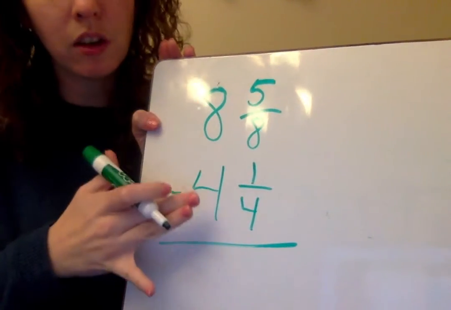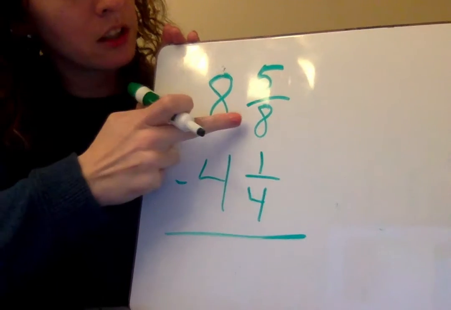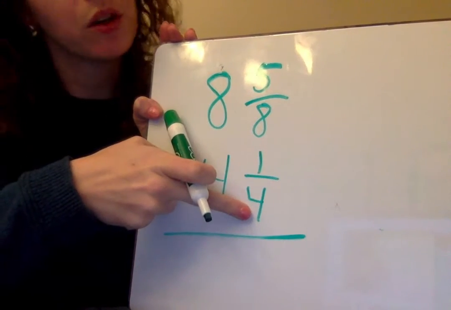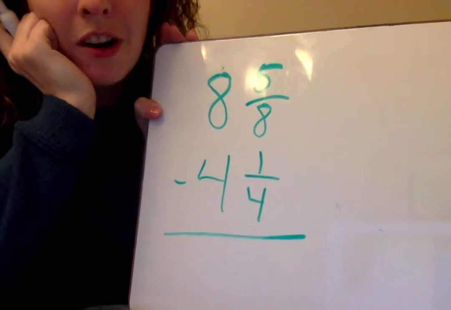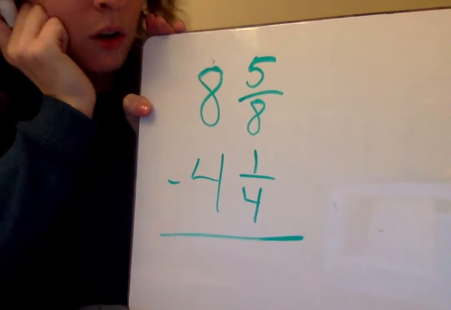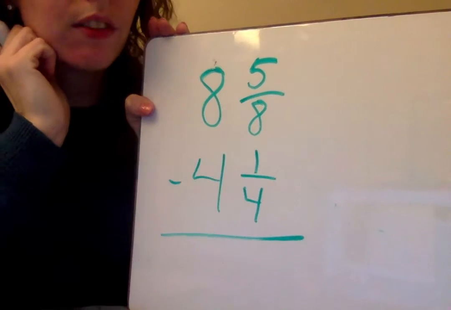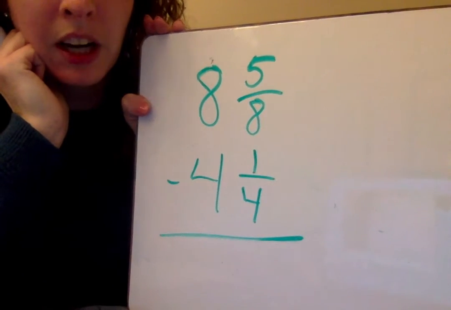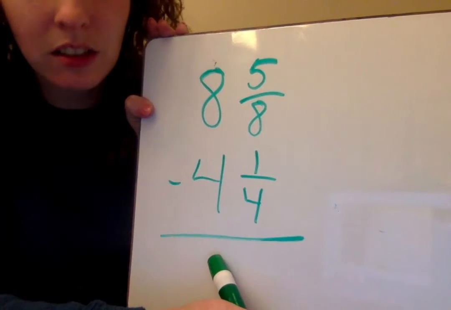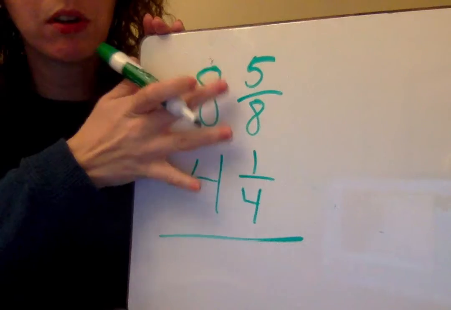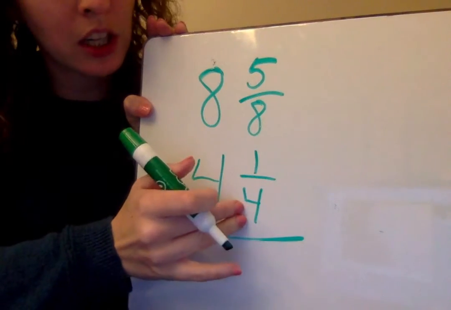We're going to leave our whole numbers alone for now, but you have to look at the denominator. I've got an 8 and a 4. We can't subtract them yet because the denominators are not the same, so we have to make them the same. If I look at 8 and 4, I have to find a common denominator, and I know my common denominator for 8 and 4 is going to be 8. The good thing is we don't even have to change this fraction at all. We're just going to leave that alone, but we do have to change this one.